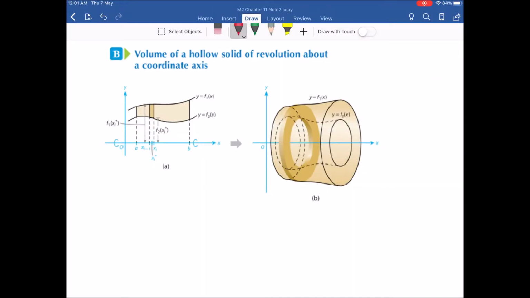Sometimes we want to find the volume of a hollow solid. What does it mean? It means that there's nothing inside. Okay, there's nothing inside here. What you're going to do is to find the big one. For example, the big one is something like this.